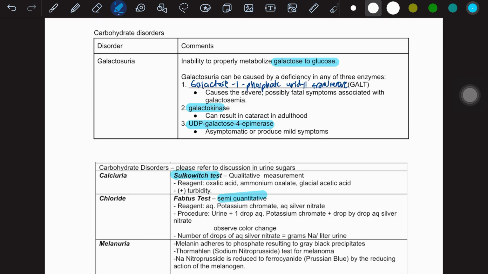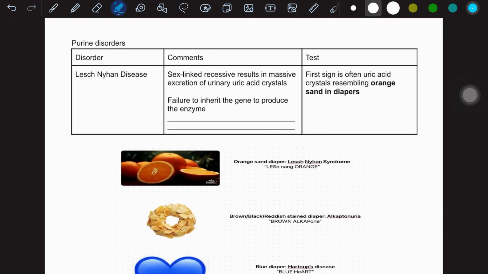Next we have melanuria. Please read what is in the notes, and we have talked about that a while ago. So next is for purine disorder. Please write this in your compilation manuals. For purine disorders, we will be talking about Lesch-Nyhan disease. It is a sex-linked recessive disorder which results in massive excretion of urinary uric acid crystals.